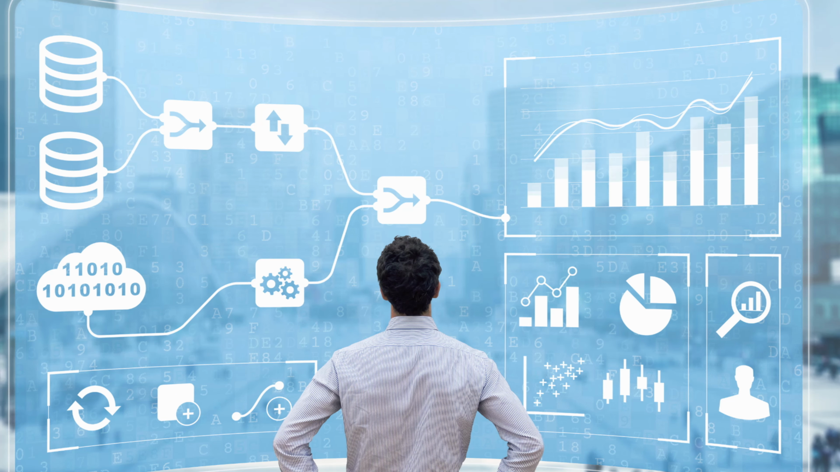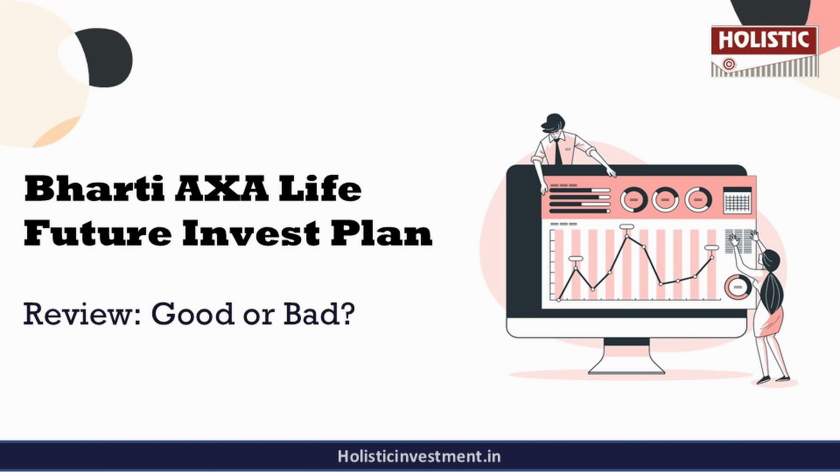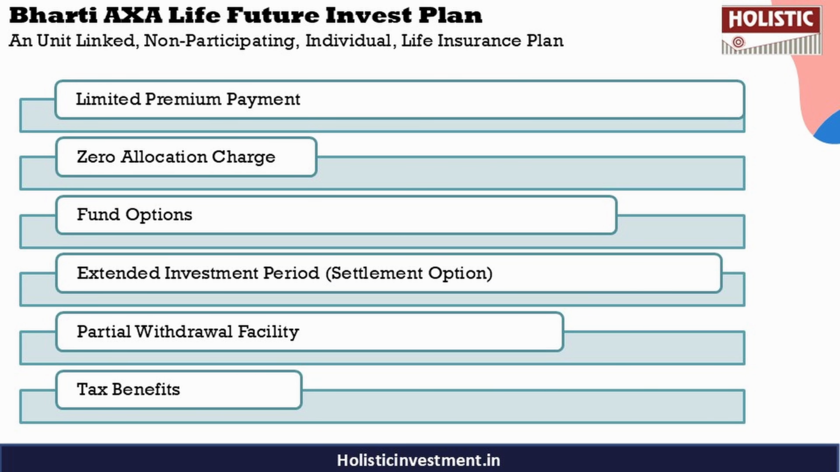Now before we analyze this policy, let us first understand a few basic details about it. This is a non-linked participating individual savings life insurance plan. Some of the key features of the policy are: you have the option to select from 3 different plan variants based on your financial objectives. You have the assured guaranteed maturity benefit at the end of the policy term. There's flexibility to choose the premium paying term and the overall policy term to suit your cash flow and planning horizon. And you're also eligible for tax benefits.